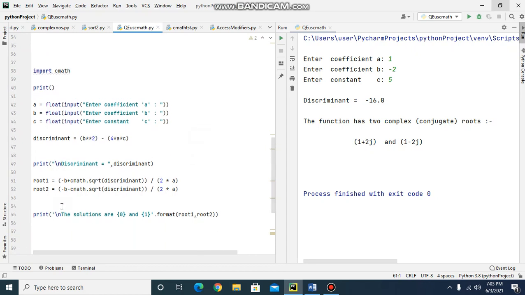And after that, here using this CMath square root method, I am calculating the root 1. So passing the discriminant as a parameter to the square root, I am calculating this, which will be my root 1, and after that I am calculating root 2 using this square root method of CMath and then printing the roots here. We will execute this.